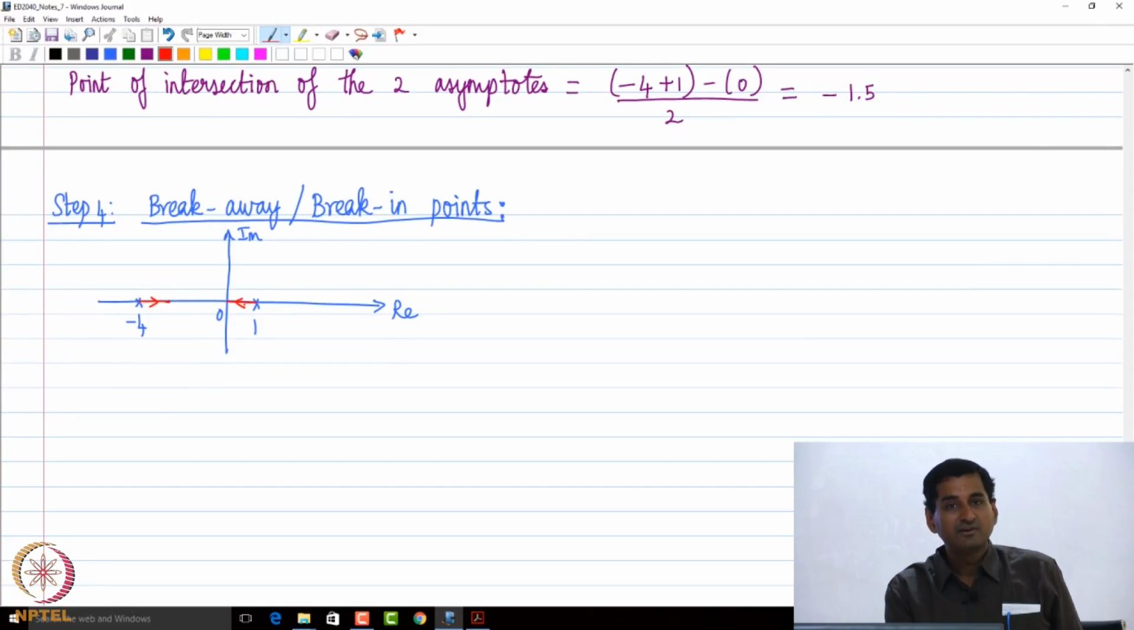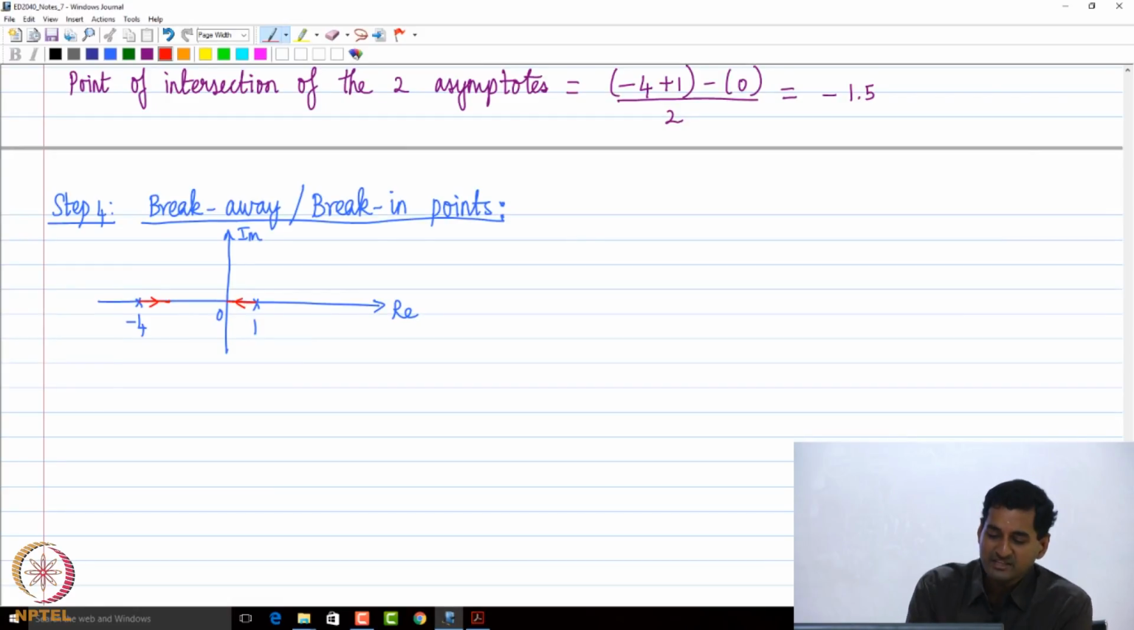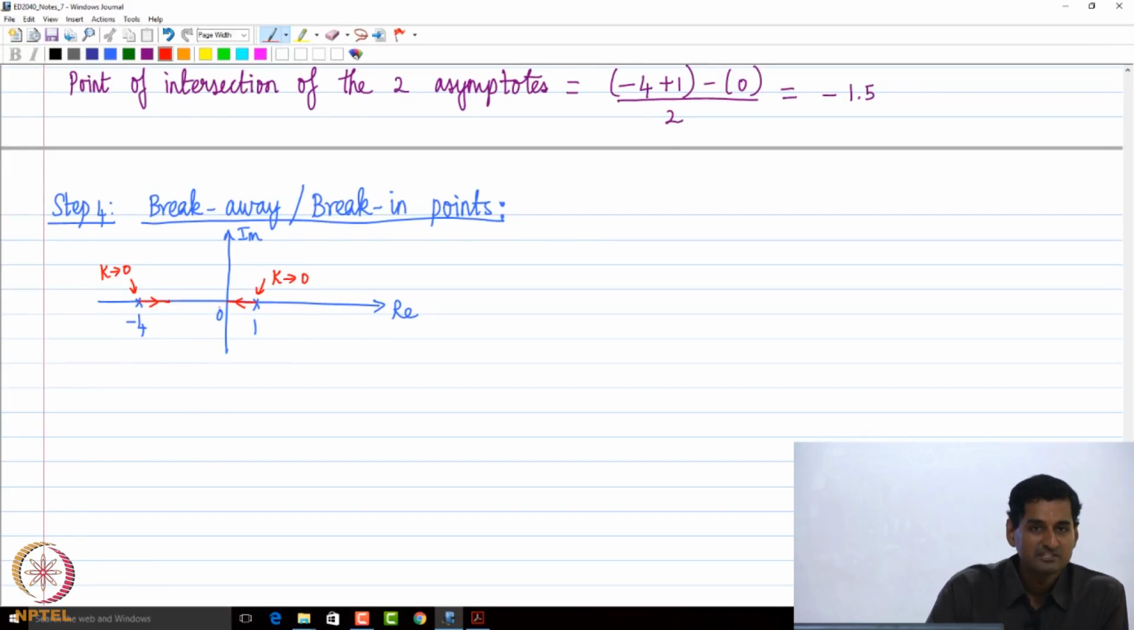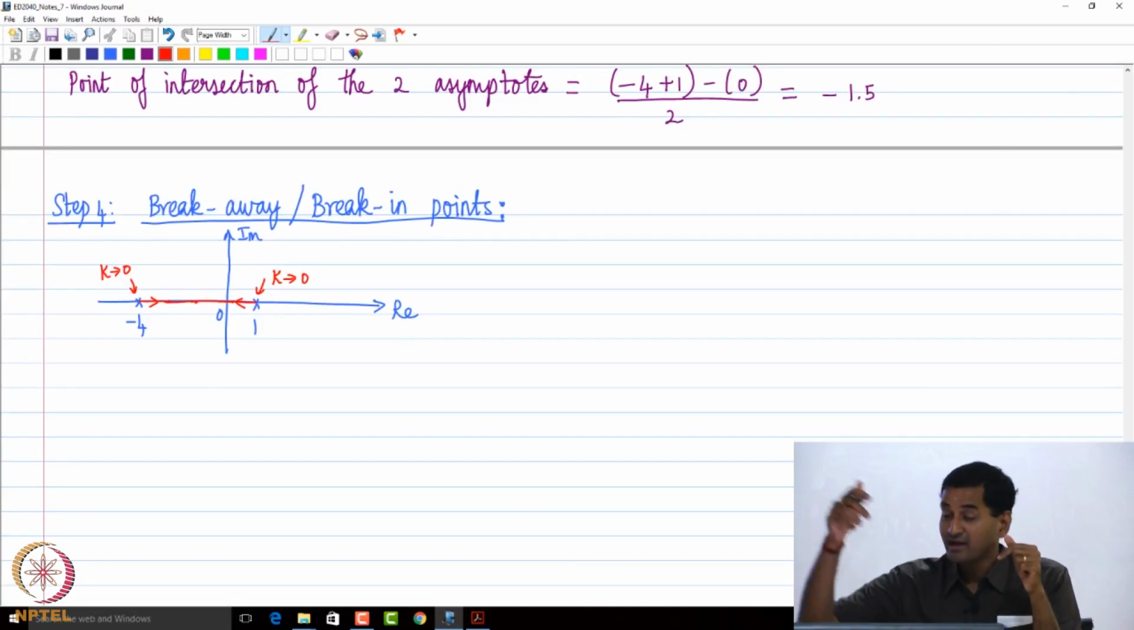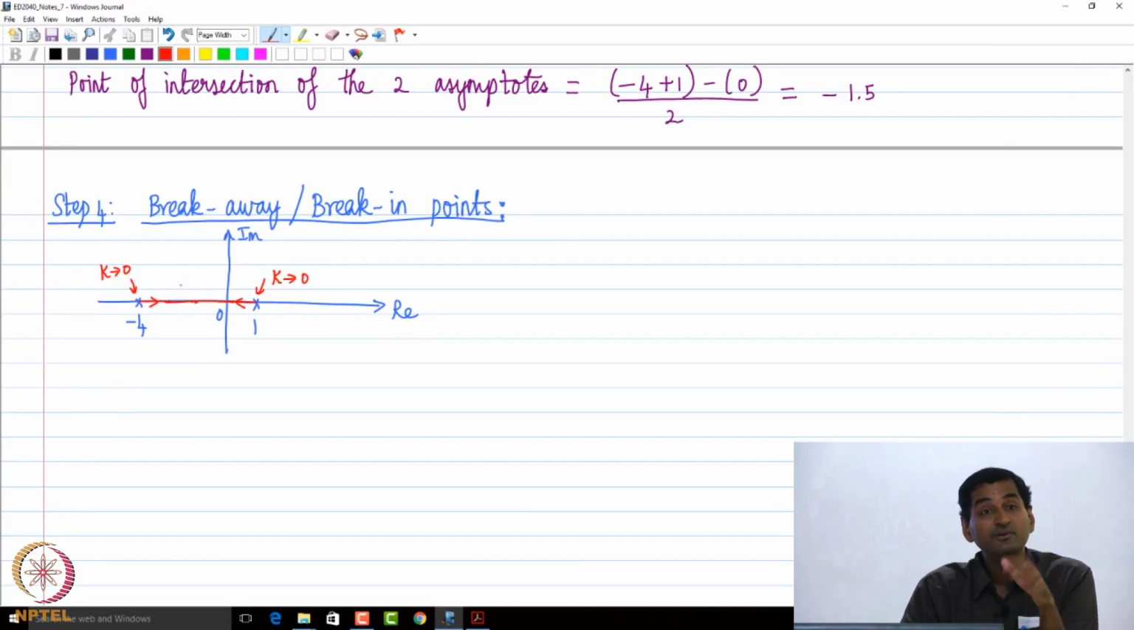As k keeps on increasing from 0, please note that my root locus will start at the open loop poles as k tends to 0. That is the first point. As k keeps on increasing, this branch is going to come towards the right, this branch is going to come towards the left, and at some point they are going to meet each other. Do you agree? Because one branch is coming to the right, one branch is coming to the left. At this point they are going to break away from the real axis, because obviously I cannot turn back or cross each other.